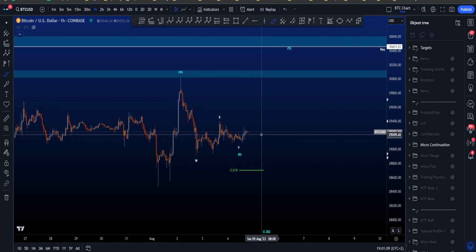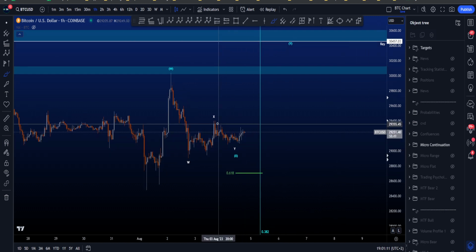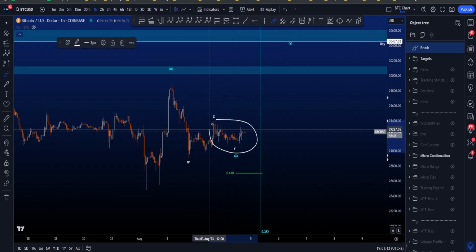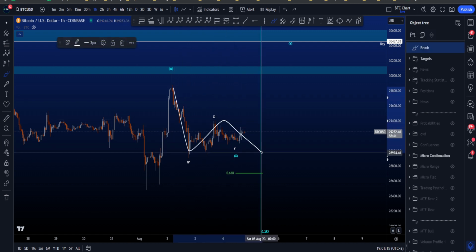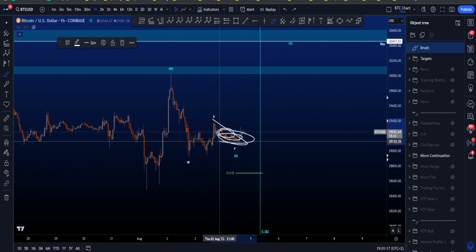Now, the reason this is my lowest probability scenario is because you can't really count any wave Y structure over here in a WXY. It's not a triangle, it's not a zigzag, it's not a flat. So it looks very much unfinished.